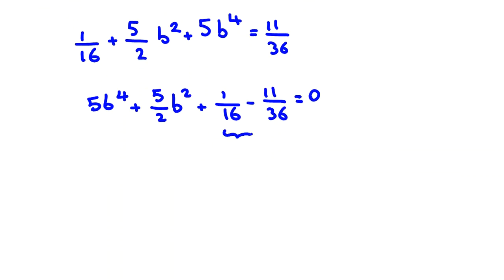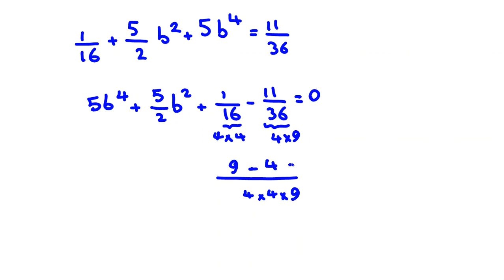Now here, if we use a common denominator, it is 4 times 4 and 4 times 9, so the common denominator will be 4 times 9. Here it will be 9, here it will be 44. So we can say it is negative 35 over 4 times 4 times 9, which is 16 times 9, 144.